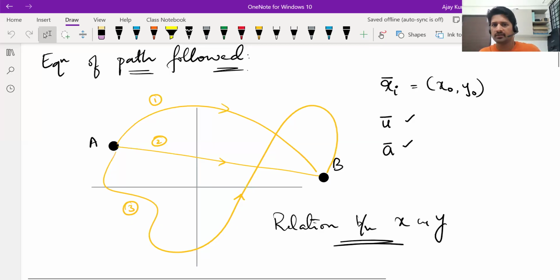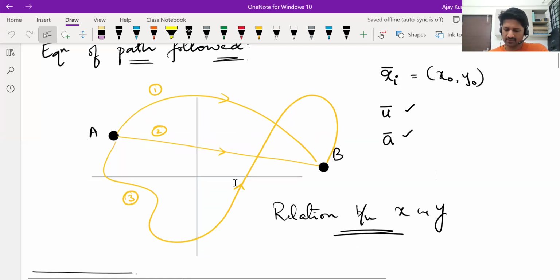Let's quickly go through what we had discussed in the last class. Last class we discussed how to derive the equation of path followed by an object which is moving in 2 dimensions, moving on a plane. And the plane on which it is moving, we took that as the xy plane, right?